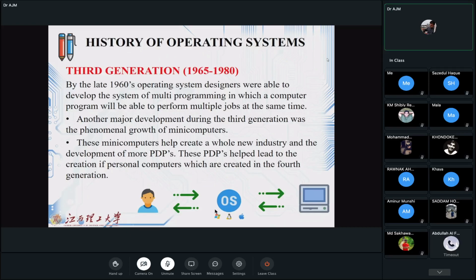Okay, in 1960, the OS designers were able to develop multi-programming systems in which the programmer would be able to perform multiple jobs. Another major development during this third generation of the OS was the phenomenal growth of minicomputers. Minicomputers slowly came into the picture. Before that, we had the mainframe, which was big and not useful for the home. The minicomputer helped create a whole new industry and the development of more PDPs. And these PDPs led to the creation of the personal computer, which was created in the fourth generation.